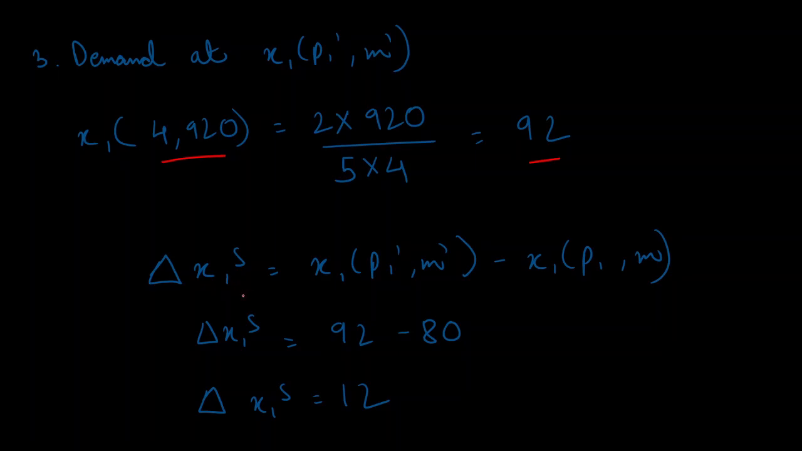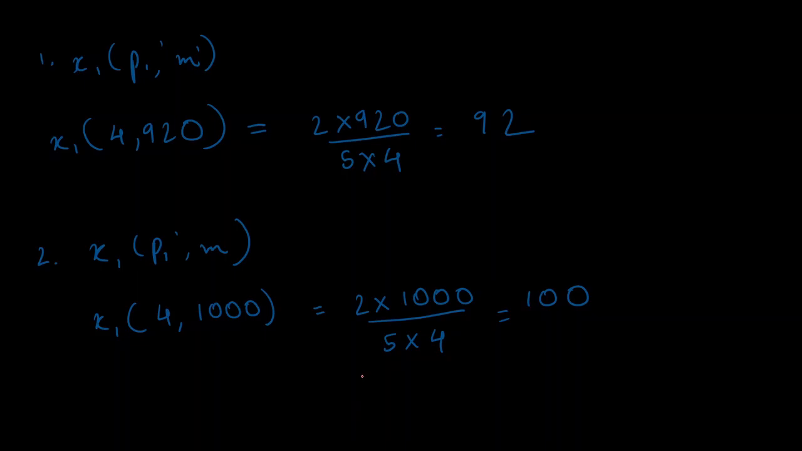Time to calculate the substitution effect. Remember, it is the change in demand for that good when its price changes and the income is adjusted. It is denoted by delta x1s. Here we have the demand at the new price and the adjusted income minus the original demand. So that turns out to be 92 minus 80. So the substitution effect is equal to 12.